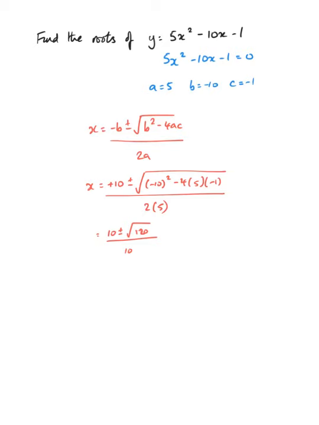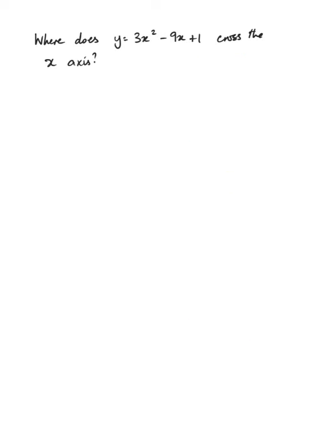Now this is where the beauty of this method comes in. In the previous example we got a whole number answer, but of course here we're not going to. Now the square root of 120 is 2 root 30, so that's 10 plus or minus 2 root 30 all over 10. So we can leave our answers as exact fractions. So if I need them exactly, I could have 10 plus 2 root 30 over 10, or 10 minus 2 root 30 over 10.